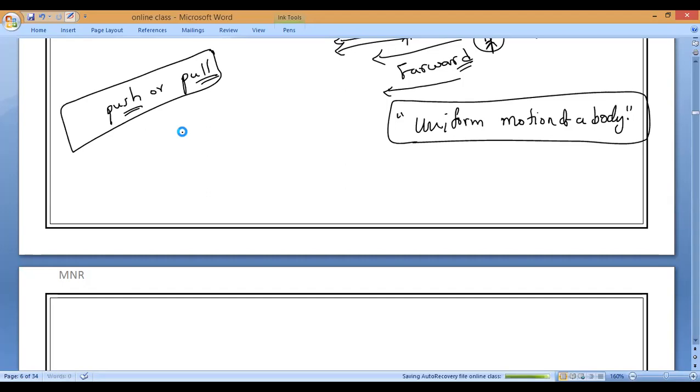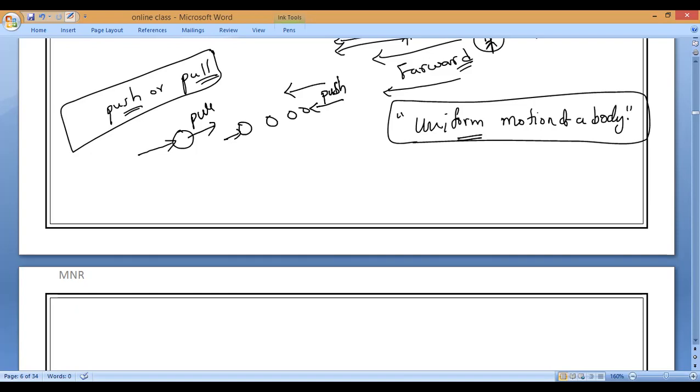Suppose when the body is in a state of rest, if you want to create a motion, then you have to push it. When the body is already in motion, if you want to stop it, then you have to apply force directly from the opposite side. Or else, if you want to create motion in your body, you can pull it also. So whatever it is, either push or pull, what will happen? The body will come to rest. Do you understand, everyone? So from Newton's first law also, we can get the definition of force.